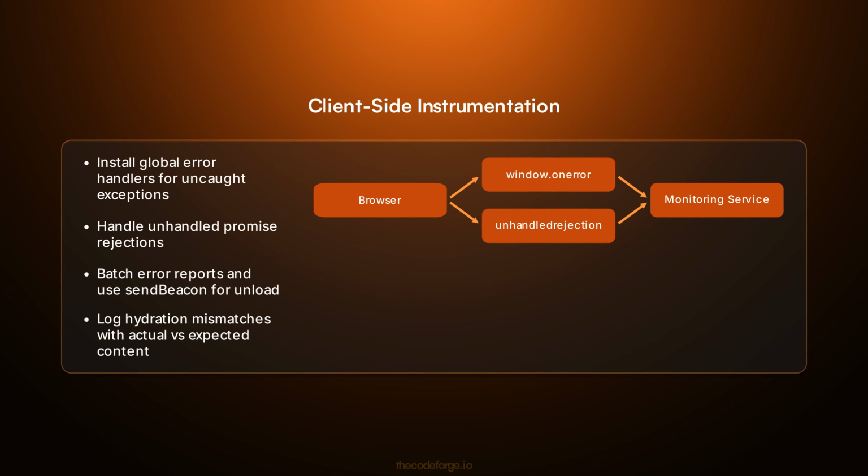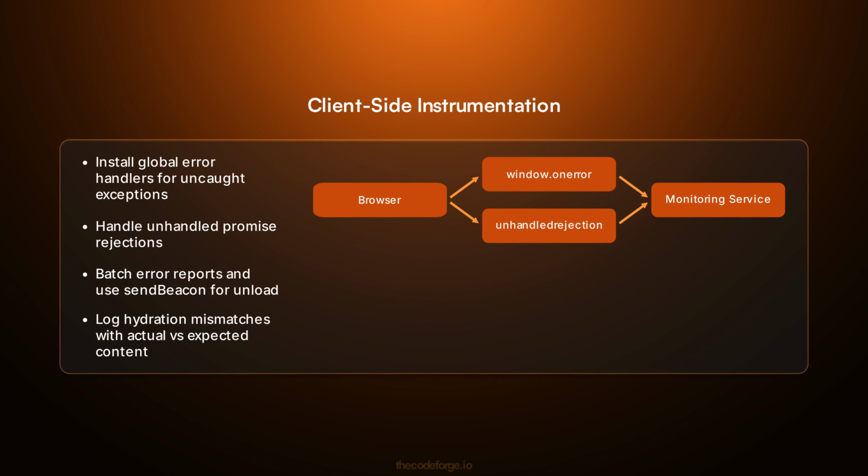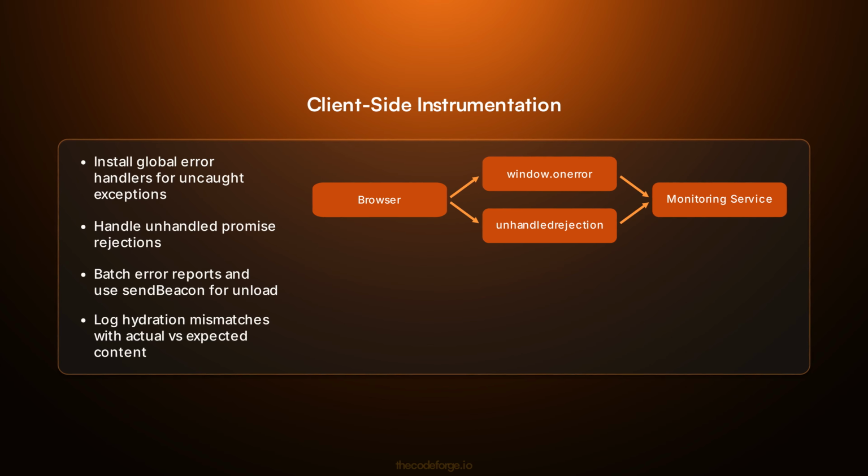Client-side errors in Next.js 16 require different instrumentation than server-side errors. Install a global error handler for uncaught exceptions and unhandled promise rejections in a top-level client component or layout. This catches errors that escape React's error boundary system. Hydration mismatches are a common source of client-side errors. Log them with the actual versus expected content to identify the root cause.